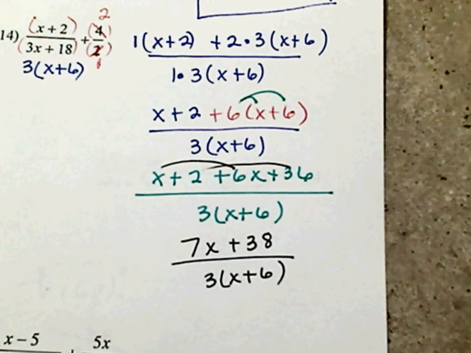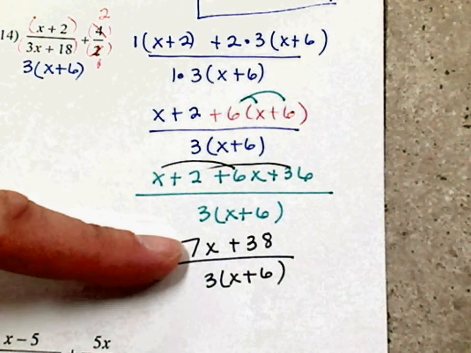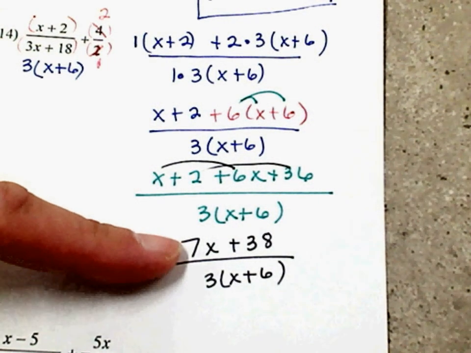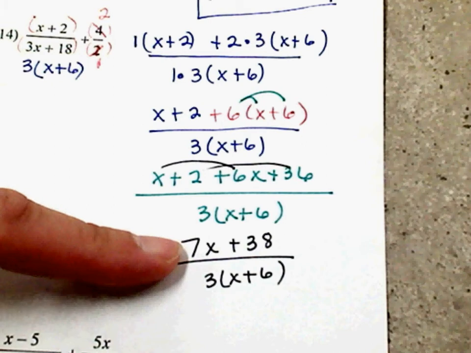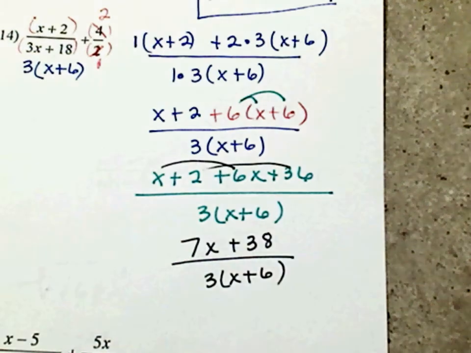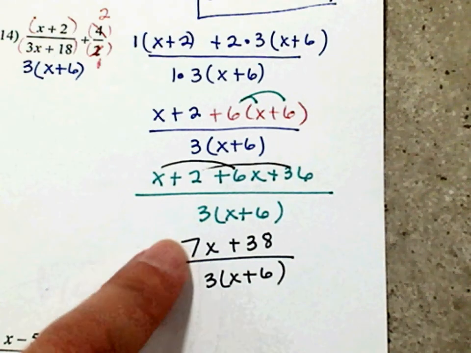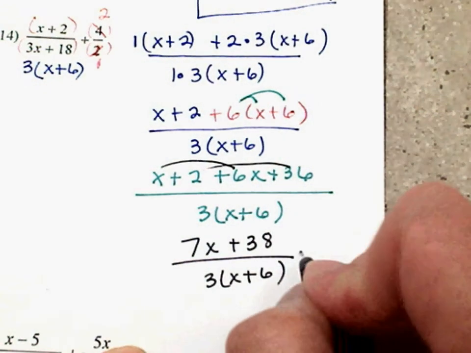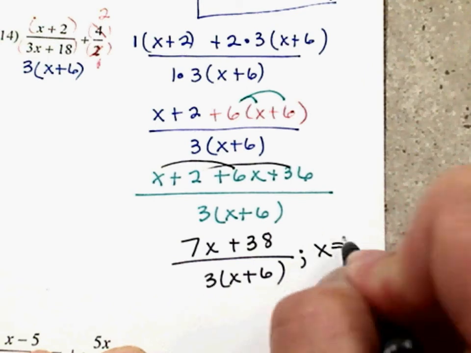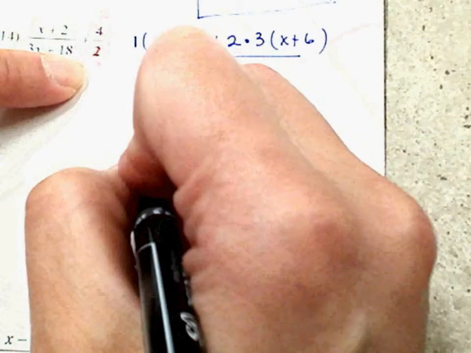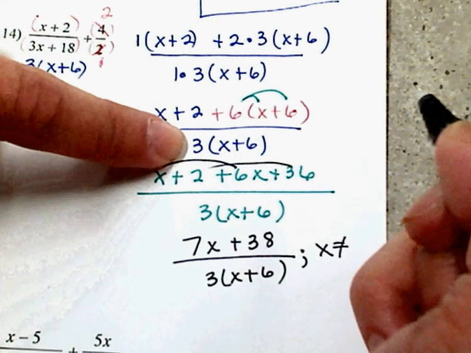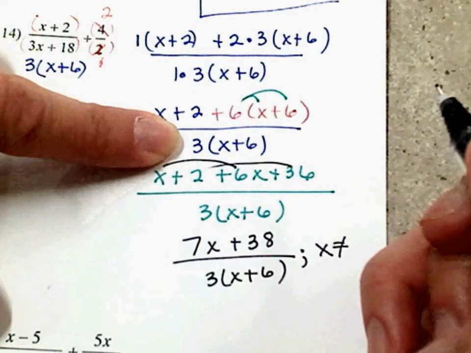Can I factor anything out with 7 and 38? No. You can try if you want to. You can hit math, right click to number, go to GCD, okay? But 7 and 38 do not go together. So that's as low as you can go. So what can x not be? Go back to your GCD right here. What can x not be? Ignore the 3, because there's no x, right? So just negative 6.